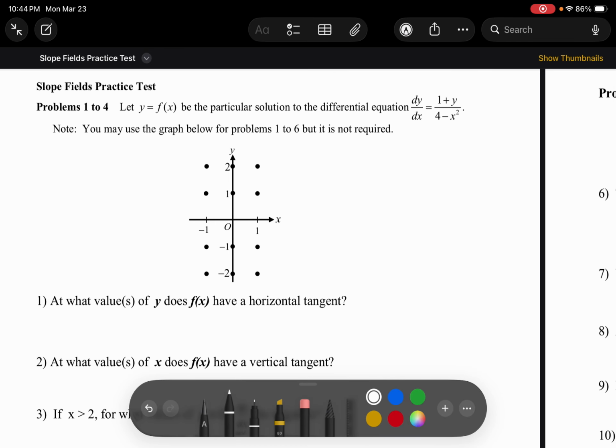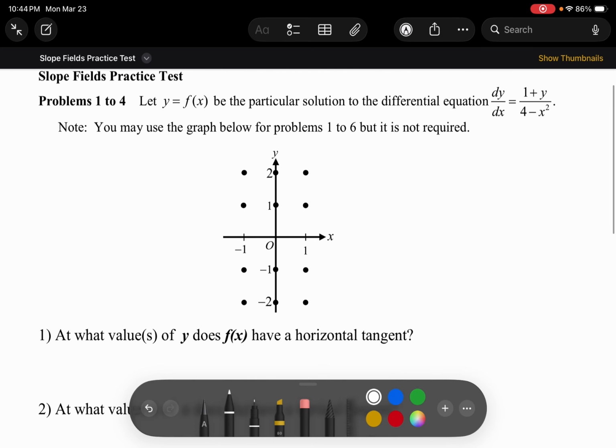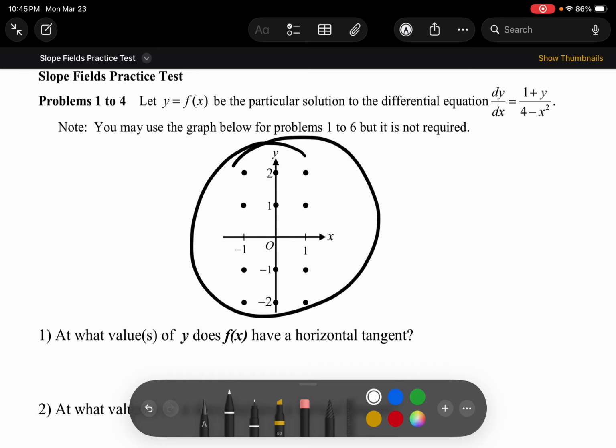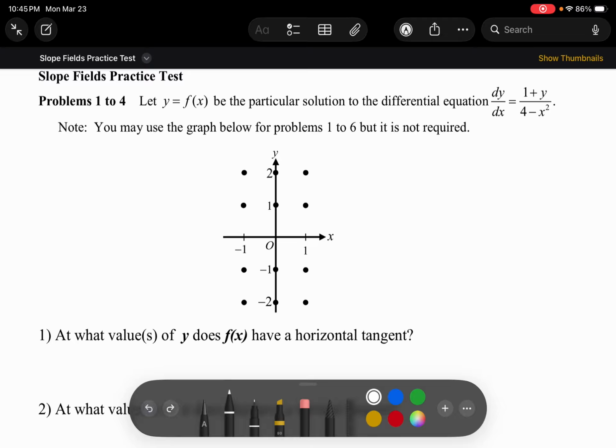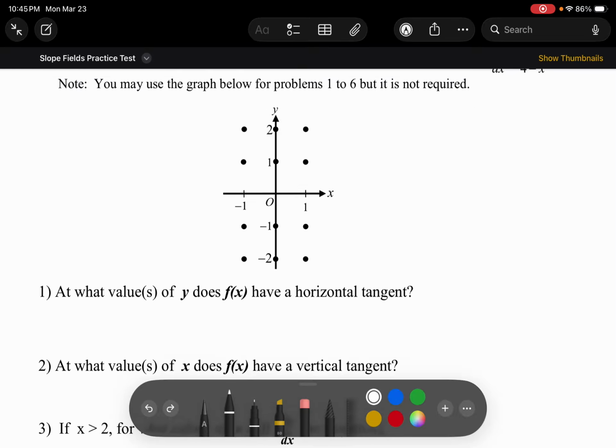Let's get started. Let y equals f of x be the particular solution to the differential equation dy/dx equals (1 plus y) over (4 minus x squared). It says you may use the graph below for problems 1 to 6, but it is not required. If this were on a test, you did not have to fill this out for points. But I do recommend you fill this out when it is given to you, so you may use it as a reference graph to solve your problems below.